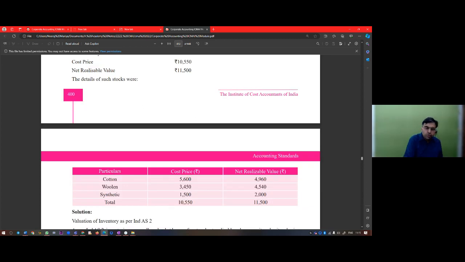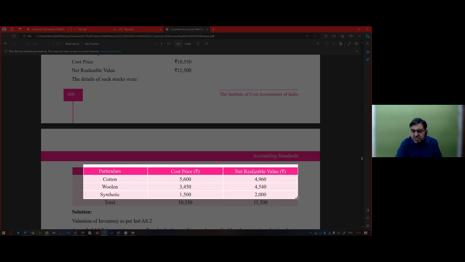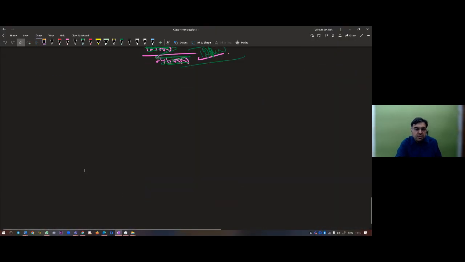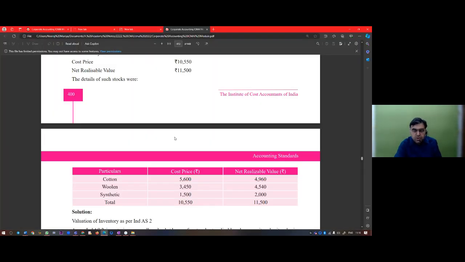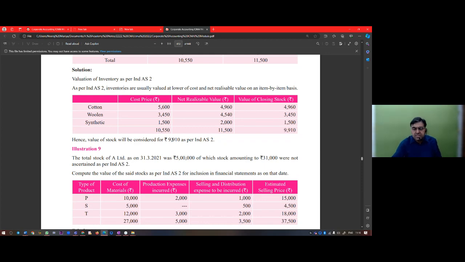Closing stock is to be carried at cost or NRV, whichever is lower. So cost is lower, so this is the answer. So the answer is 4960, 3450, 1500, total 9910. So the answer is 9910.